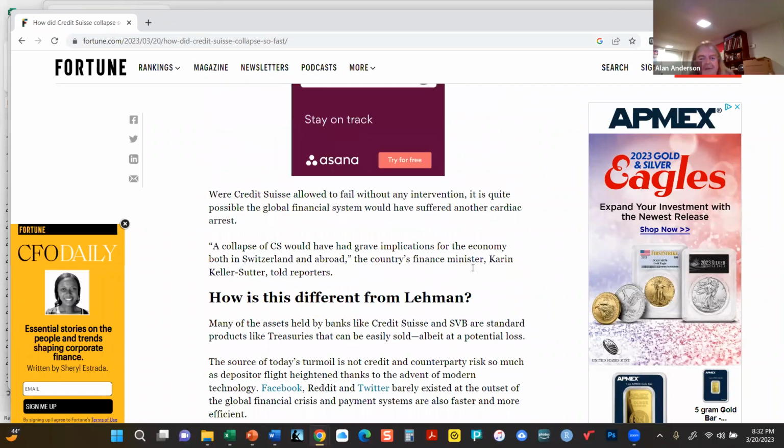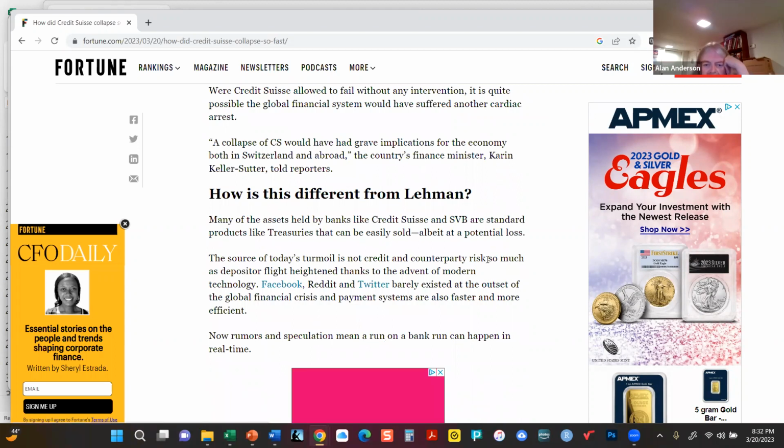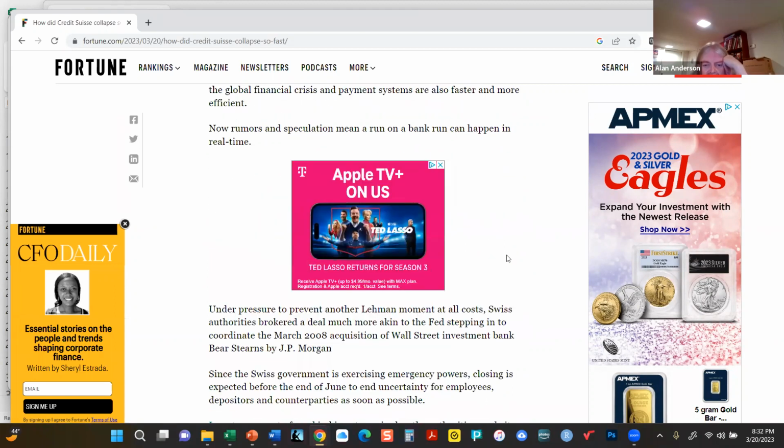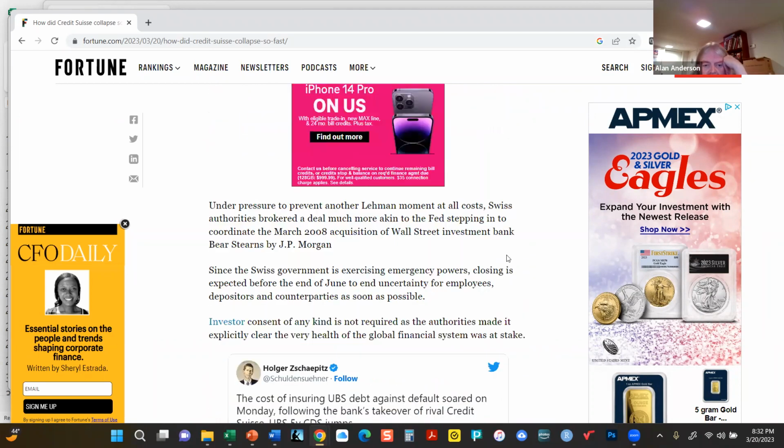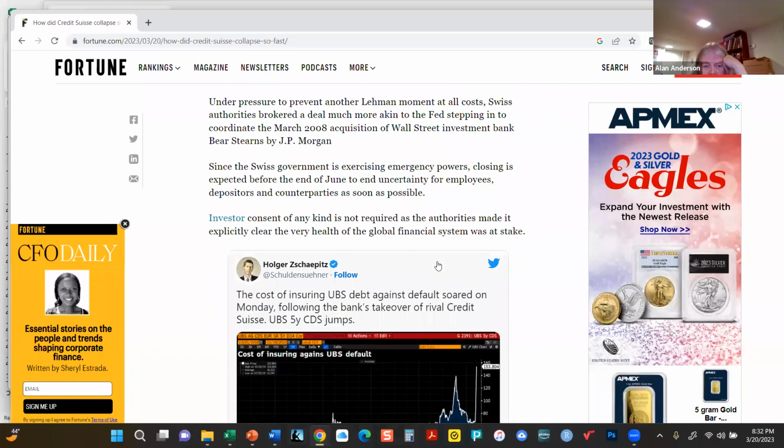Most of the assets held by Credit Suisse and SVB are standard products like treasuries. Oh, so they're blaming it on, partially at least, bank runs. How do you like that? But that's surprising. You wouldn't think it could get that bad in such a short period of time.